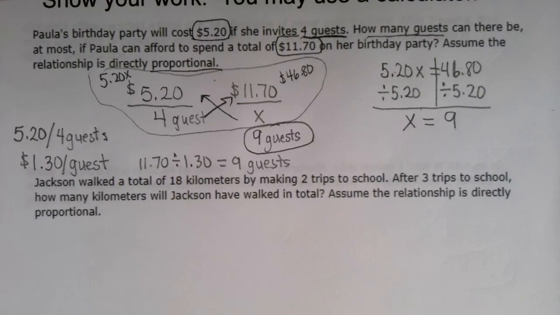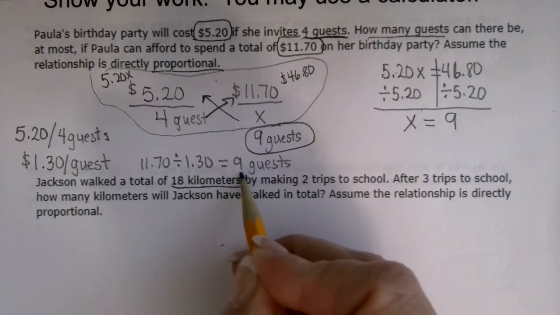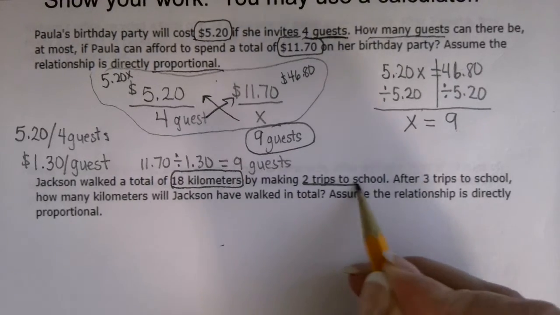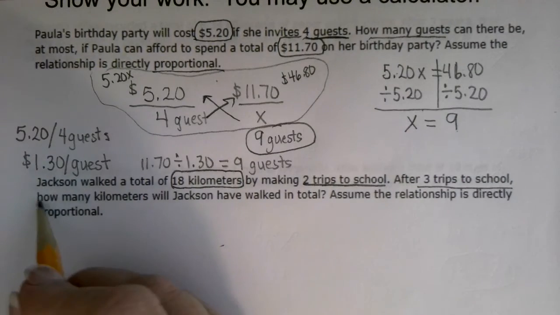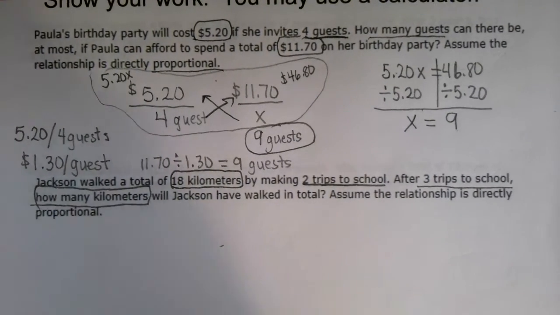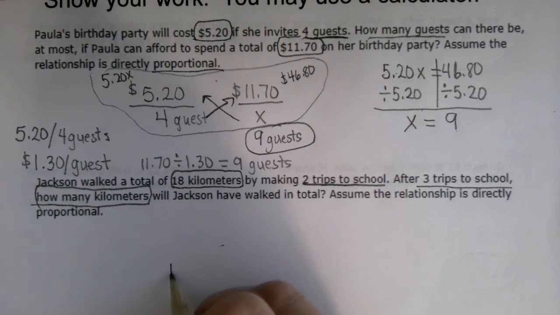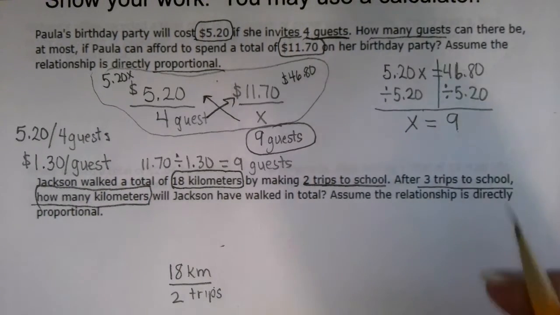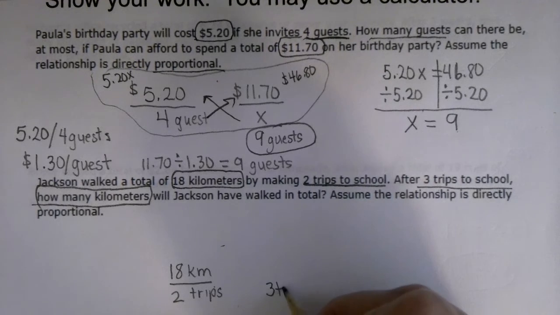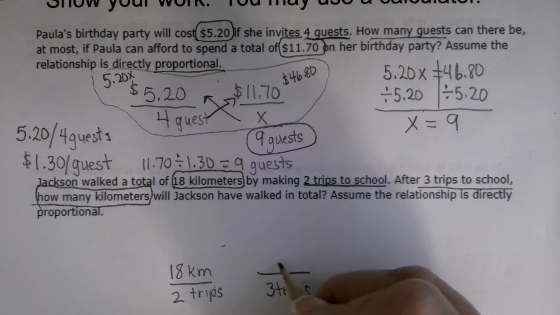Then we've got Jackson walked a total of 18 kilometers by making 2 trips. So we have 18 kilometers, and that was 2 trips to school. After 3 trips to school, we want to know how many kilometers Jackson will have to walk in total. So I can set up my proportion. I have 18 kilometers for 2 trips. And then 3 trips has to go on the bottom because it went on the bottom on the other side. 3 trips is how many kilometers?